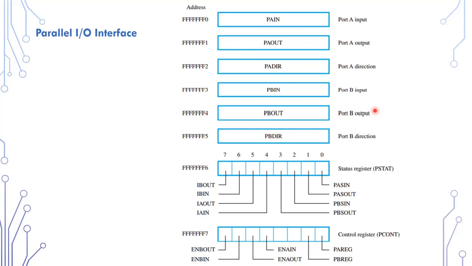For an output transfer, the processor writes the data into the PA out register. The interface responds by clearing the PAS out bit to 0 and sending a pulse on the CA out line to inform the device that new data are available.